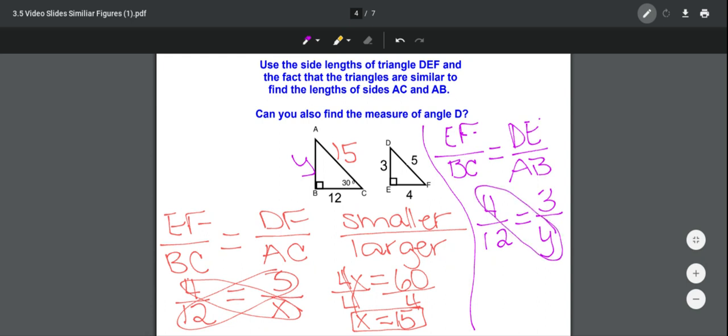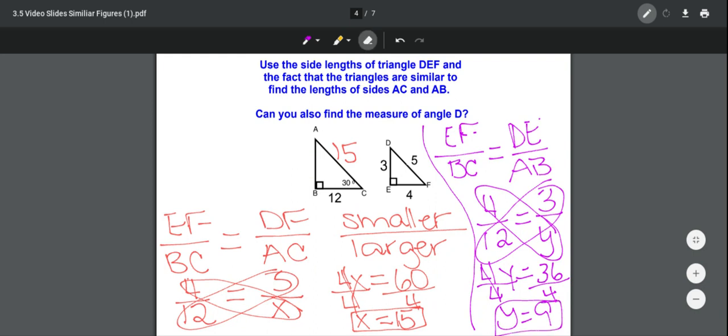Again, we cross multiply. 4 times Y is 4Y. 3 times 12 is 36. Divide by 4 on both sides, and we learn that Y is equal to 9. Therefore, side AB has a value of 9.